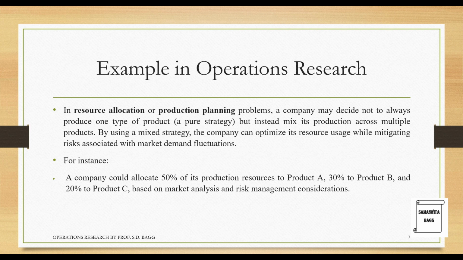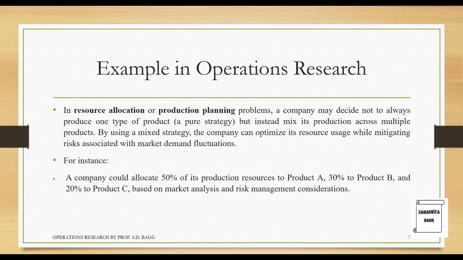Example in operations research. In resource allocation or production planning problems, a company may decide not to always produce one type of product, a pure strategy, but instead mix its production across multiple products. By using a mixed strategy, the company can optimize its resource usage while mitigating risk associated with market demand fluctuations. For instance, a company could allocate 50% of its production resources to product A, 30% to product B, and 20% to product C based on market analysis and risk management considerations.